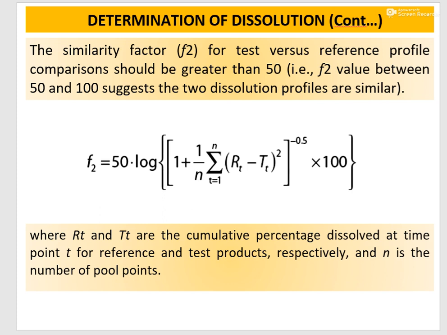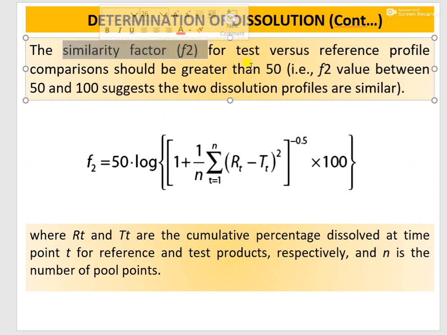Now similarity factor F2. What do you mean by similarity factor? Means when you want to compare the dissolution profile of two products, you want to evaluate whether both profiles are the same or not. So that is denoted by similarity factor F2. If you want to evaluate similarity factor of two products, one is test and another is reference, this F2 value, the similarity factor value, should be greater than 50.